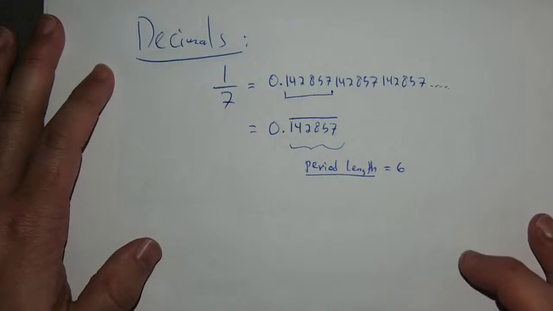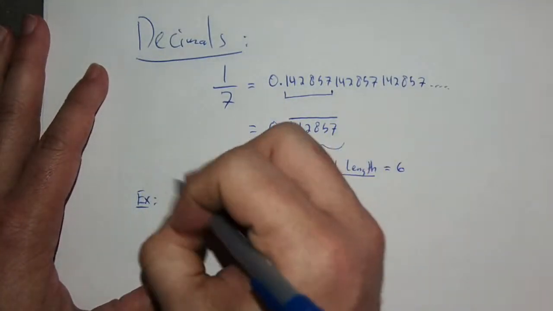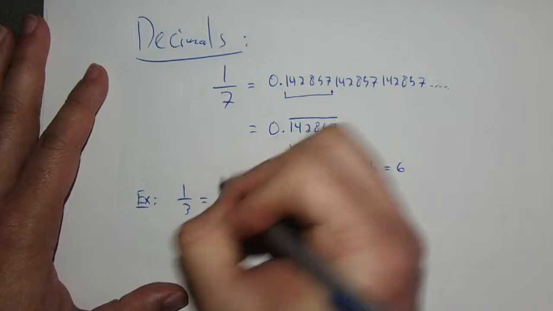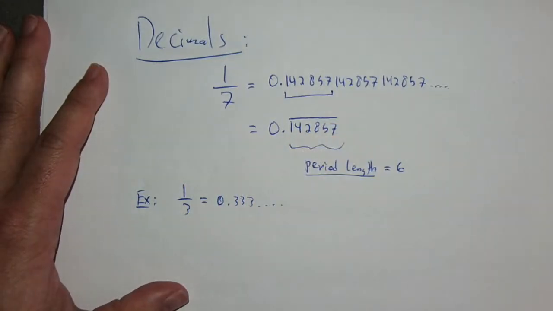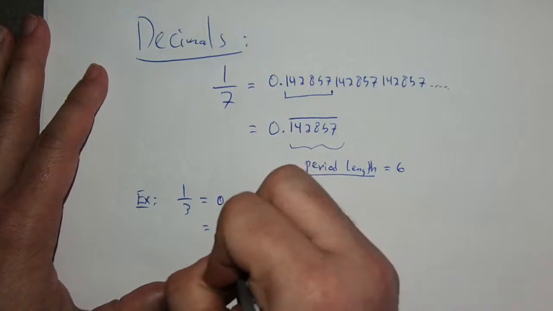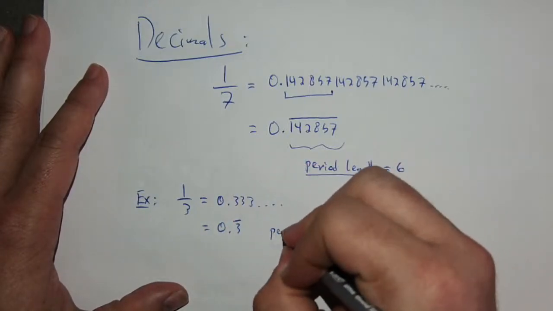So what does this mean? Of course, we already have other examples. 1/3 is just 0.3 repeating, which I can now write like this. This has period length 1.